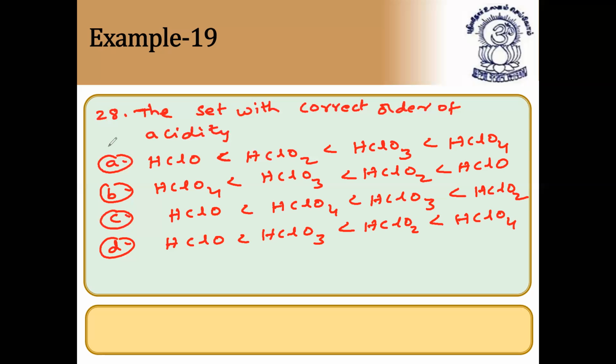So it is very simple. It is the first option, because we already know a non-metal in its higher oxidation state is acidic in nature. So in this, the oxidation state of chlorine is +1. In this it is +3. In this it is +5, and in this it is +7, the highest. So this is called perchloric acid, which is a stronger acid. Perchloric acid is a stronger acid than HCl also. So the answer is the first option.